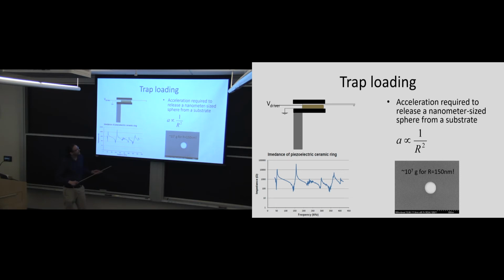And it turns out that that becomes a non-trivial problem because due to the van der Waals interaction between the nanospheres and the substrate, there's a scaling where the acceleration you need to basically knock this thing off goes like 1 over the square of the radius of the particle. And for the size nanospheres that we're using, at 300 nanometers diameter, you need about 10^7 Gs of acceleration to knock it off.